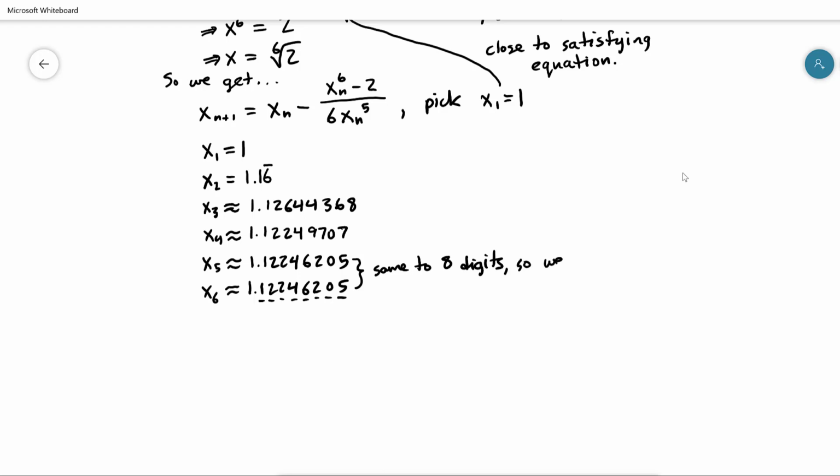So we have our converged solution, accurate to 8 decimal places.